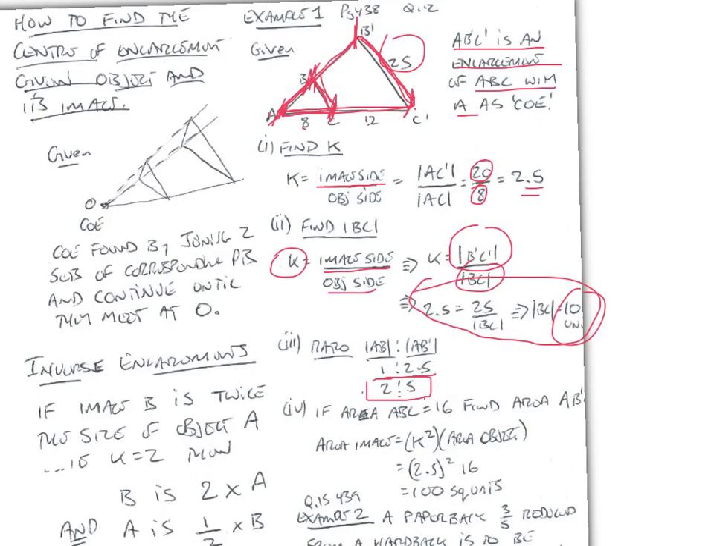Finally, we're told, if the area of the triangle ABC is 16, find the area of the triangle A'B'C'. The area of the image, that's what we're looking for, is equal to the scale factor, which is 2.5 squared, times the area of the object, which we're given as 16. So 2.5 squared times 16 gives us 100 square units, which is the area of the image.